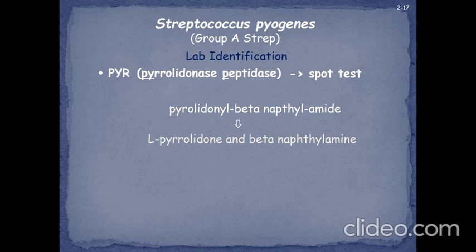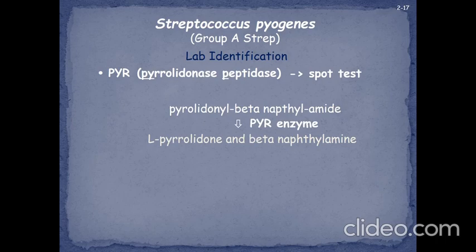So we have this disc, the pyrrolidinyl beta naphthylamide. And if you add the colonies on, so initially we'll take a little bit of saline or some water and we'll dampen that disc. And when you do this, you'll take, I don't know, 3 to 4 colonies or so, and you'll just swipe those on the disc. And you need to let it then sit for about 2 minutes. So what this is checking for is if there is that PYR enzyme there.